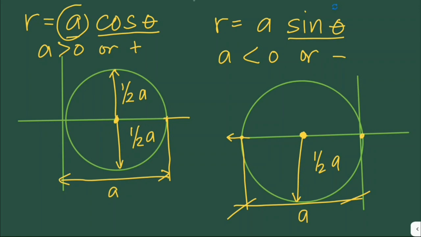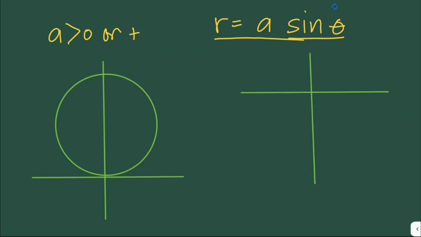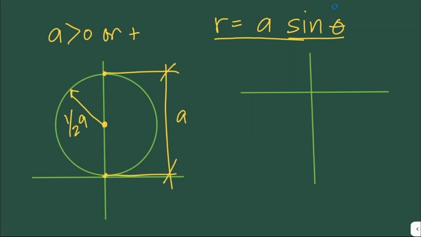How about if our equation is R equals A sine theta? If it is sine theta, then our circle lies on the y-axis. If A is positive, then the circle faces upwards. If it is negative, then the circle faces downwards. So if A is greater than zero, the circle faces upwards. Again, the distance from this point to this point is equivalent to A, the diameter of the circle, and from the center to any point of the circle is one half of A, the radius.